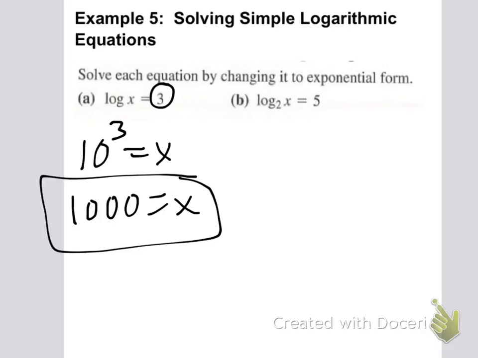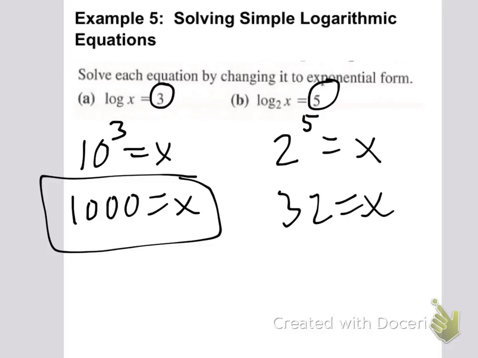Now, notice what happens here. We have a base 2 because 2 is the subscript. So 2 is the base. Again, whatever the equation equals is the exponent, excuse me. So it's 5 equals x. Well, 2 to the 5th is 32. Okay? It's really that simple.